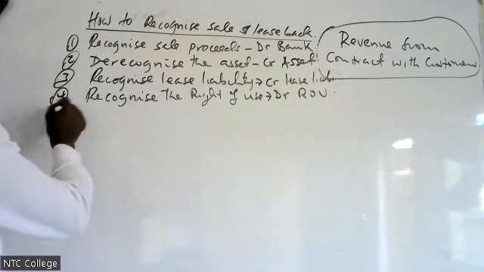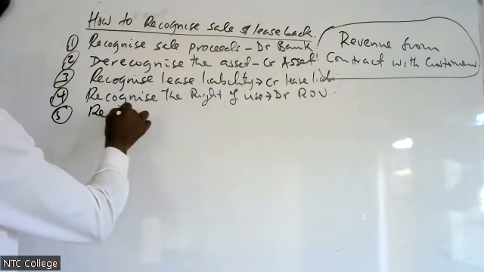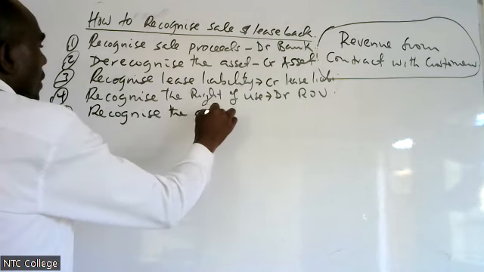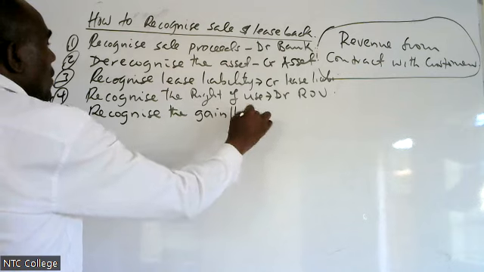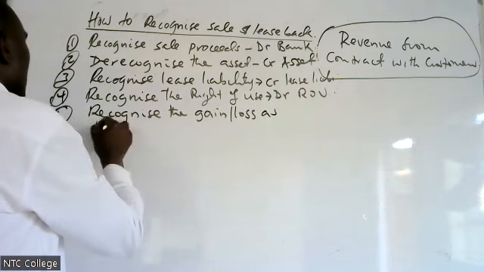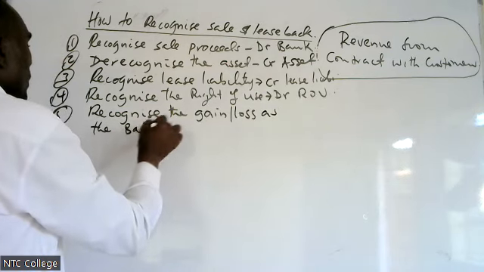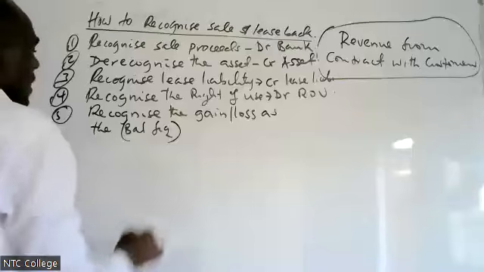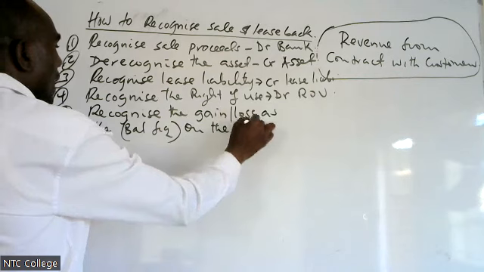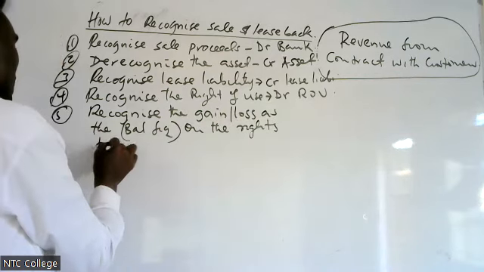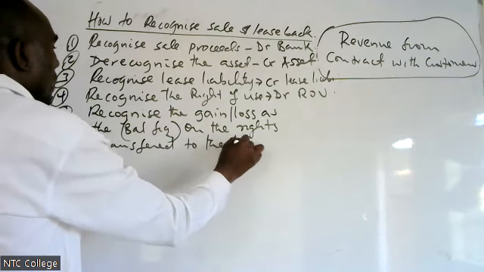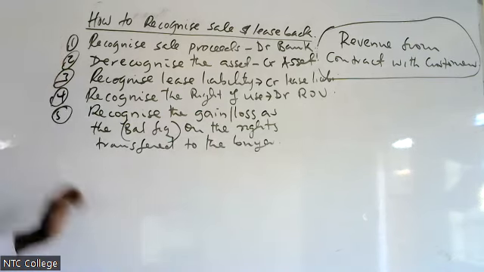Then, lastly, number 5, recognize the gain or loss. Recognize the gain or loss as the balancing figure on the rights transferred to the buyer.